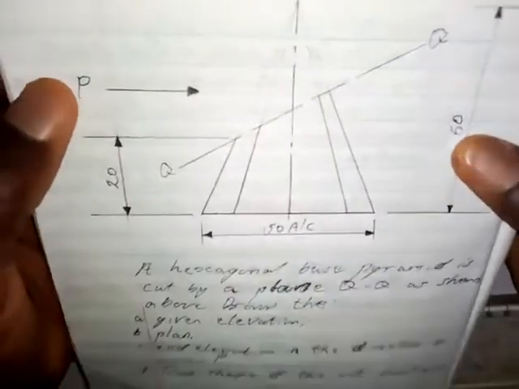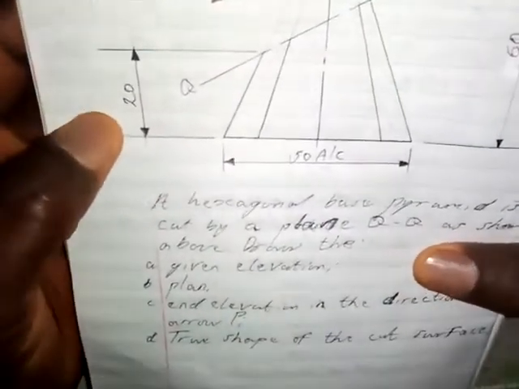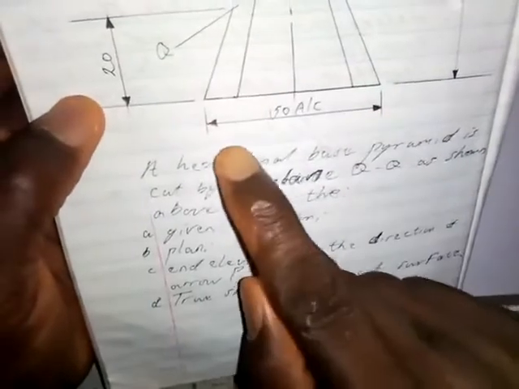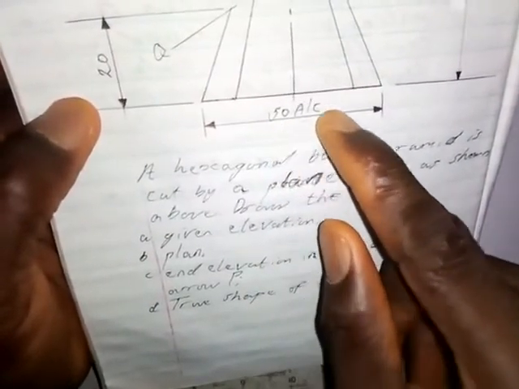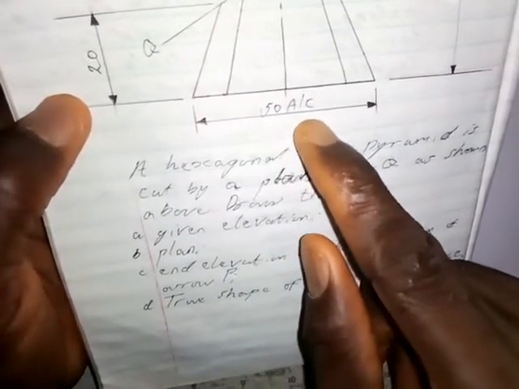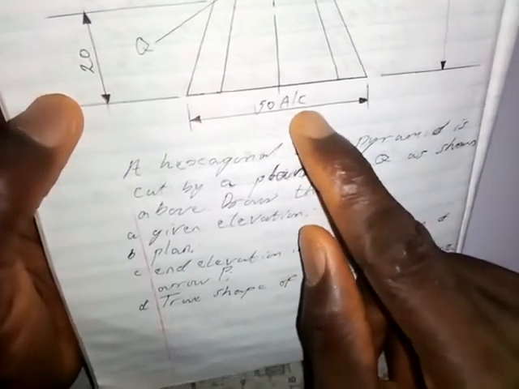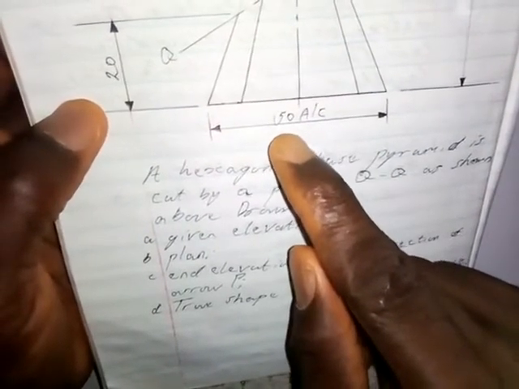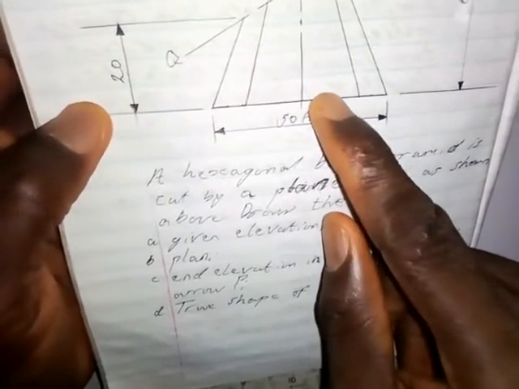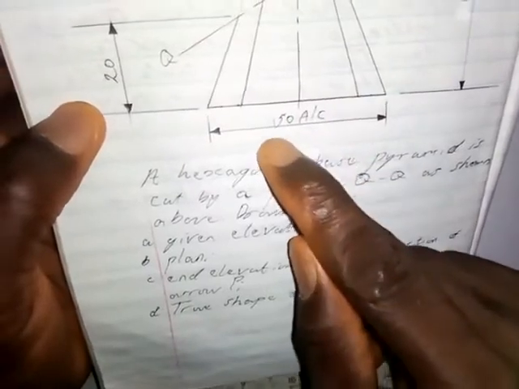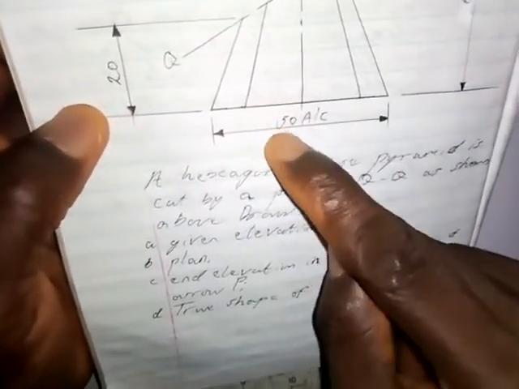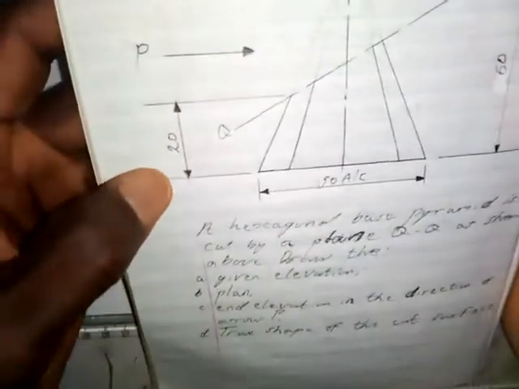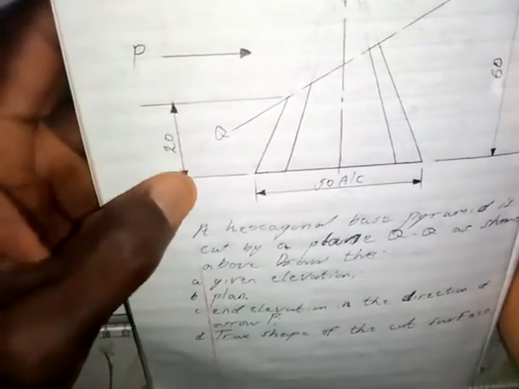Now to solve this problem, let's look at the dimensions that we have. Distance from here to here, that is the base of this pyramid. We have the diameter of the circumscribed circle, and that's why it is called across corner. Whenever you see this AC in your dimension, it means across corner. So this 50 is the diameter of the circumscribed circle, and the height of the pyramid is 60 mm, and the distance from here to here is 20.